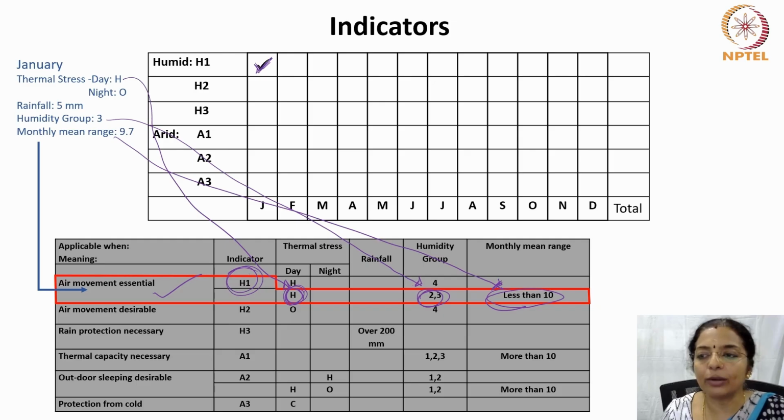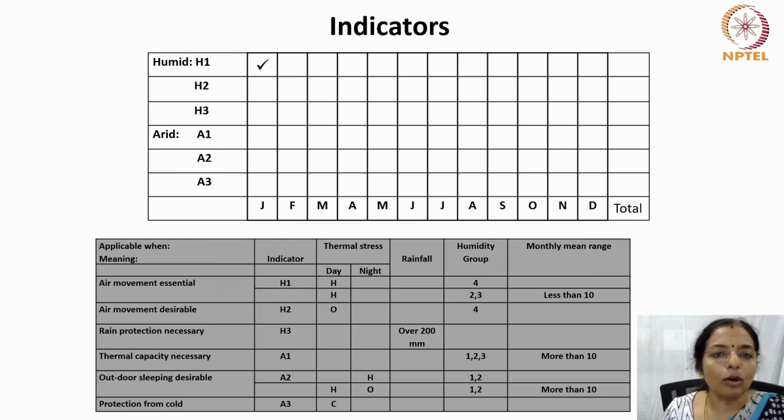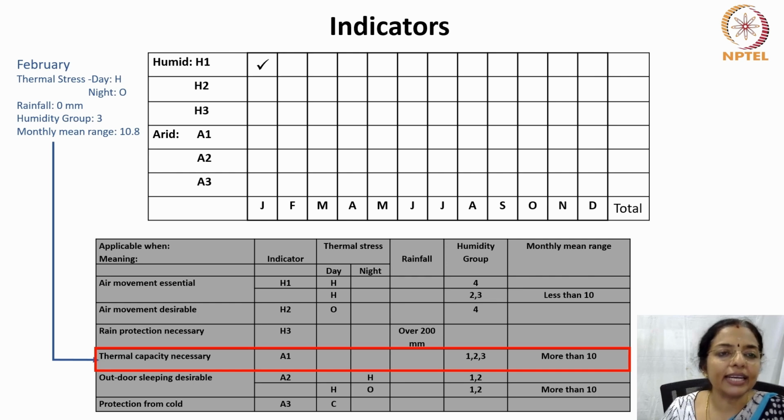Let us look at what February looks like. Now, for February, again, the thermal stress during day is H. The rainfall is 0. So rainfall is 0. Humidity group is 3. And monthly mean range is 10.8. So it cannot be this. It has to be more than 10. Therefore, we consider thermal capacity is necessary for the month of February.